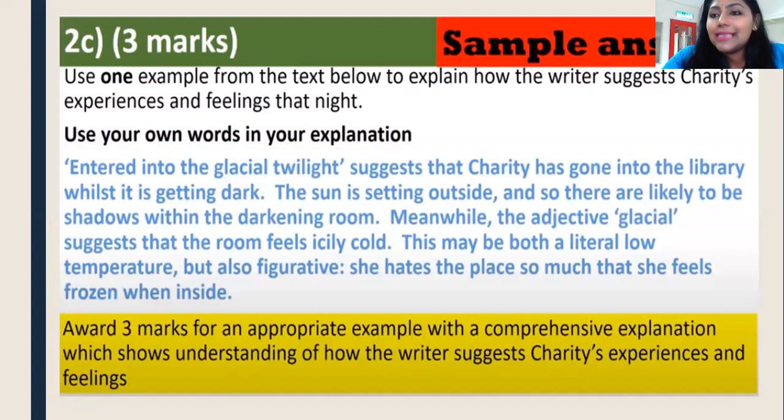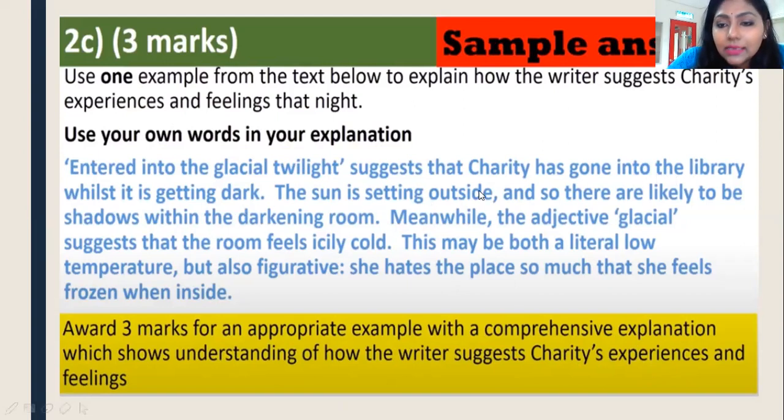This is definitely a sample response. Okay, so we can obviously give 3 marks for this example, because it consists of comprehensive explanation which shows understanding of how the writer suggests Charity's experiences. So when you talk about Charity's experiences here, "entered into the glacial twilight", okay, so this is obviously the selected phrase, and then Charity has gone into the library whilst it's getting dark.